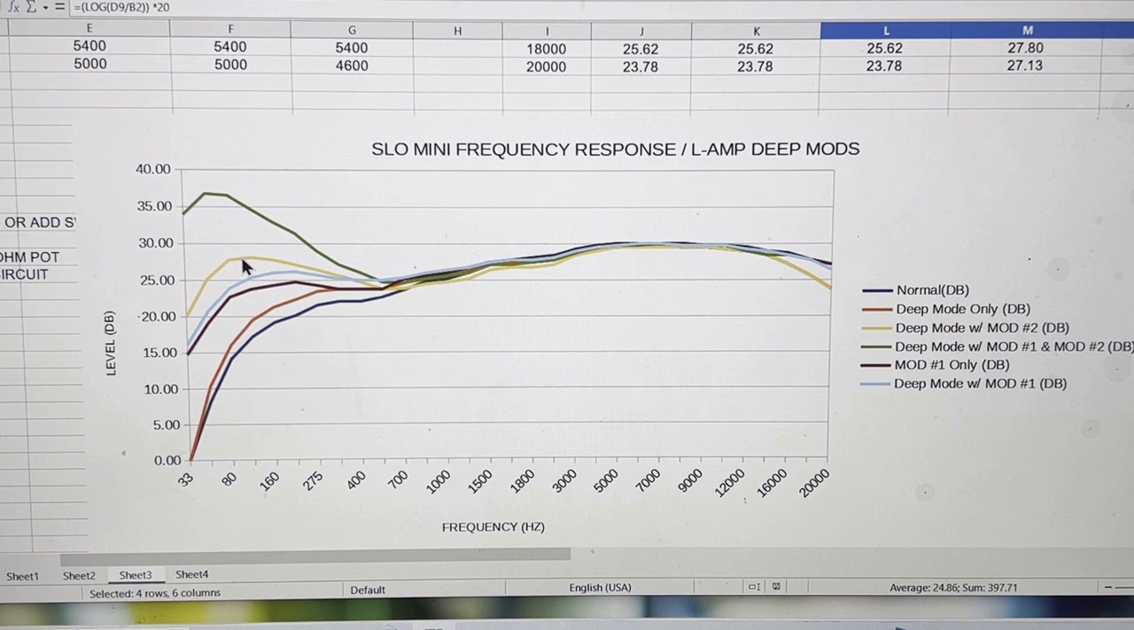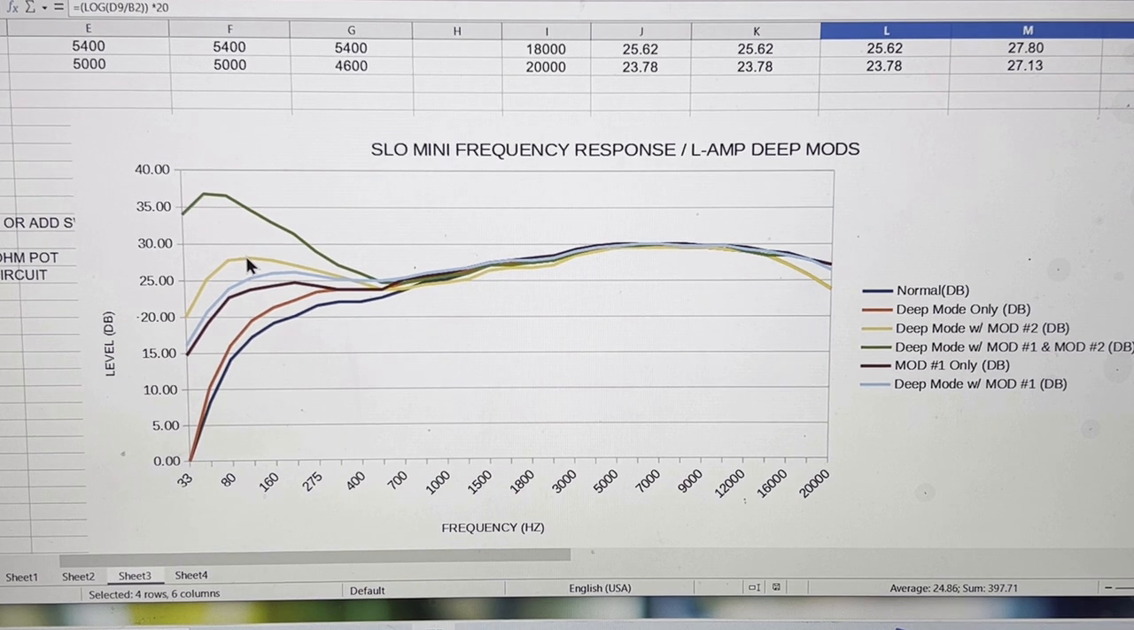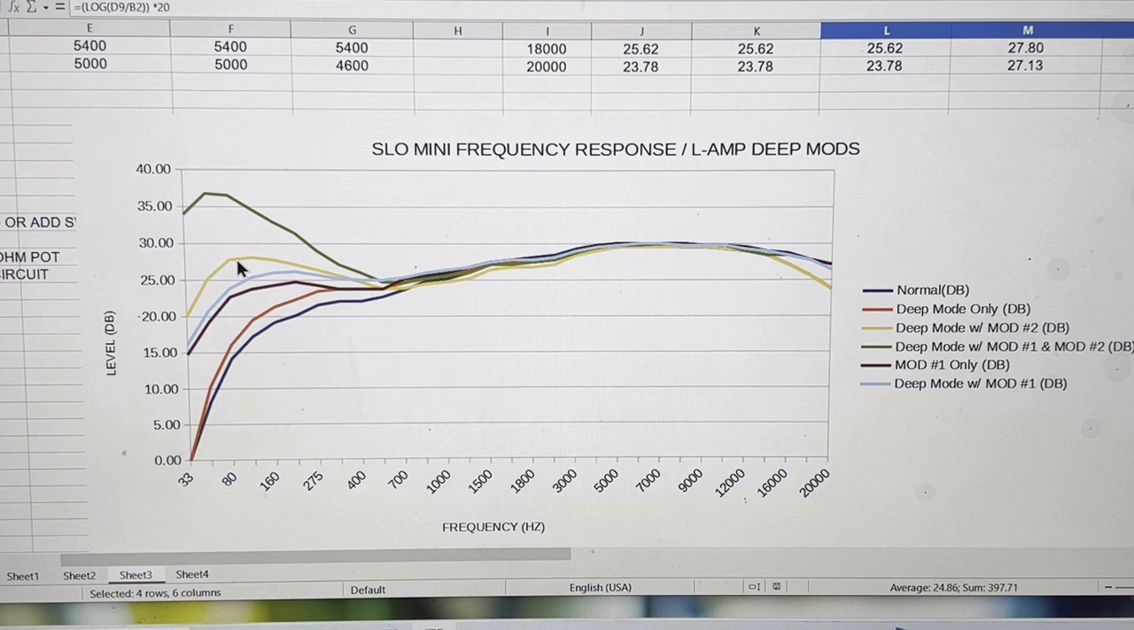Now the yellow one is the mod number 2 in the deep mode. And you have to put it in the deep mode for mod number 2 to work, because remember, the deep switch shorts out one of the resistors in the feedback and reduces the gain. So this is mod number 2 in the deep mode only.